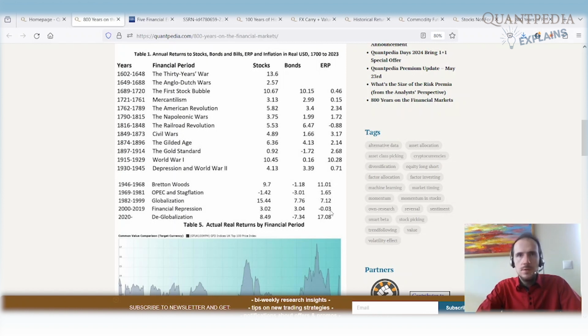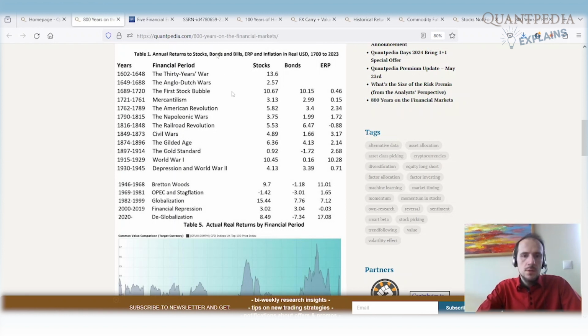There can be 10, 20, 30 years when the equity risk premium is close to zero or negative, so the bonds have the same performance as the equities. So it's very hard to build a model that will try to predict what will be the equity risk premium in the future. Your asset allocation should probably reflect that.